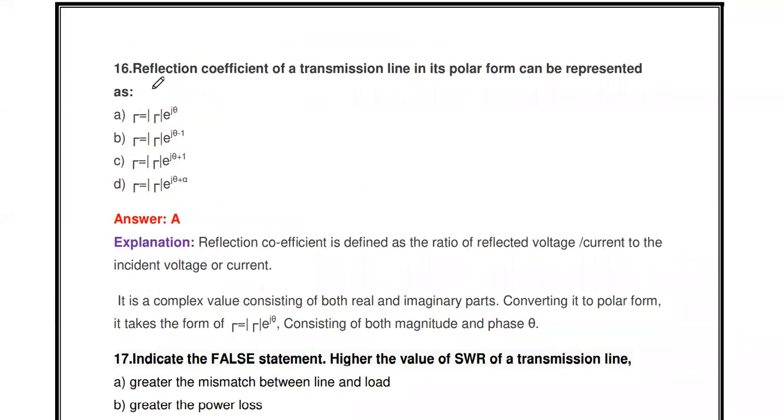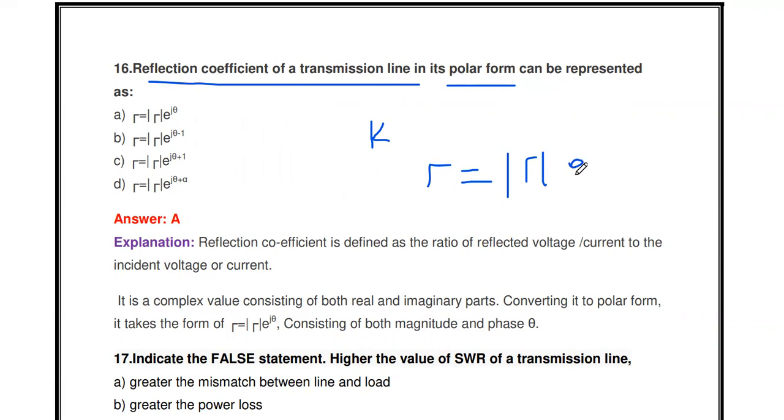Then the next question: the reflection coefficient of a transmission line in its polar form can be represented as dash. Sometimes the reflection coefficient may be denoted as K or eta. The reflection coefficient in polar form is indicated by the modulus of eta, the magnitude value, and the phase value is e power j theta. This is the polar form of the reflection coefficient. So the first one is correct: eta equal to modulus of eta into e power j theta.